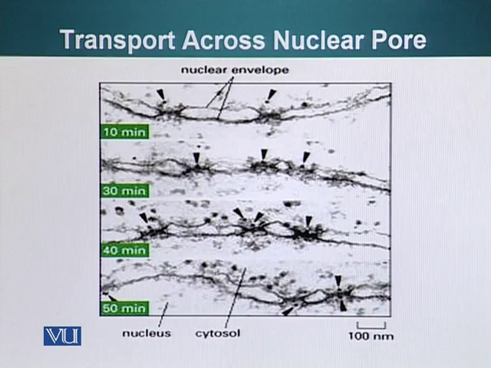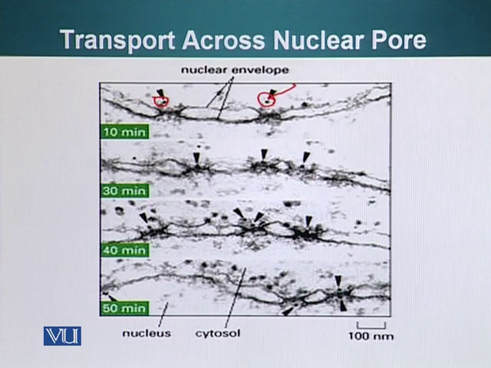Here is an experiment I would like to talk about. Here you can see these black dots. These are gold particles. After these gold particles are injected in the cell, the photographs were taken using an electron microscope. What is special about these gold particles is that they have been attached to NLS, or nuclear localization sequence, which will allow these particles to enter the nucleus.